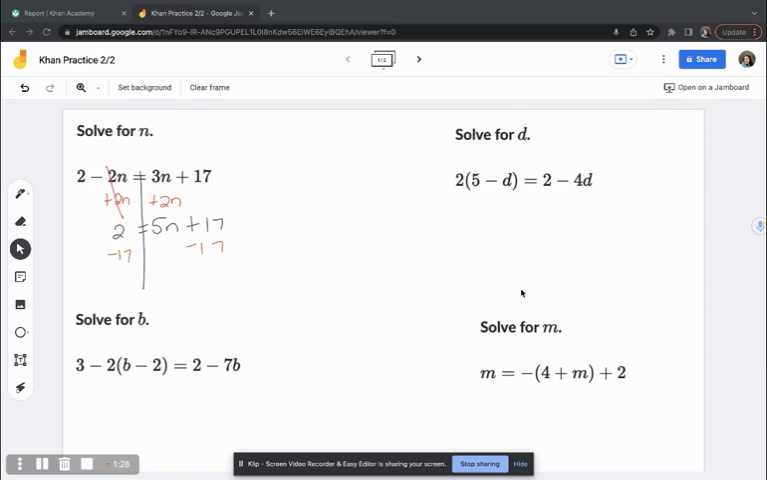And 2 minus 17 is going to give us negative 15 equals 5n. And then I'm going to divide both sides by 5. And I will be left with negative 3 equals n.